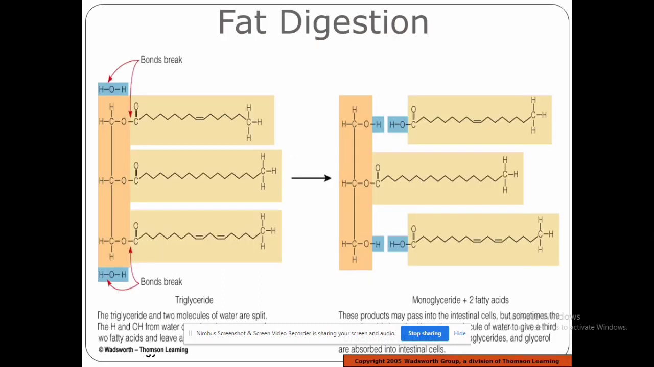So in this what happens? You break the bond between the glycerol and the fatty acids with the addition of water or other enzyme.